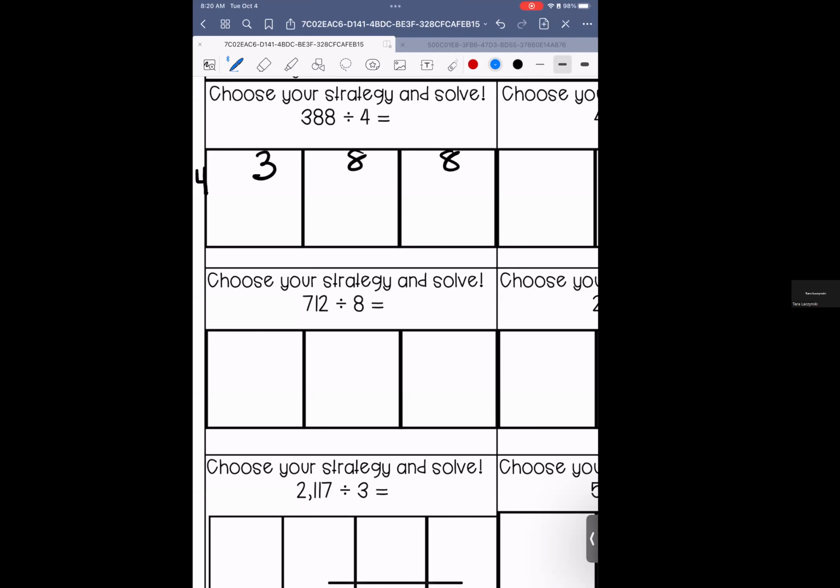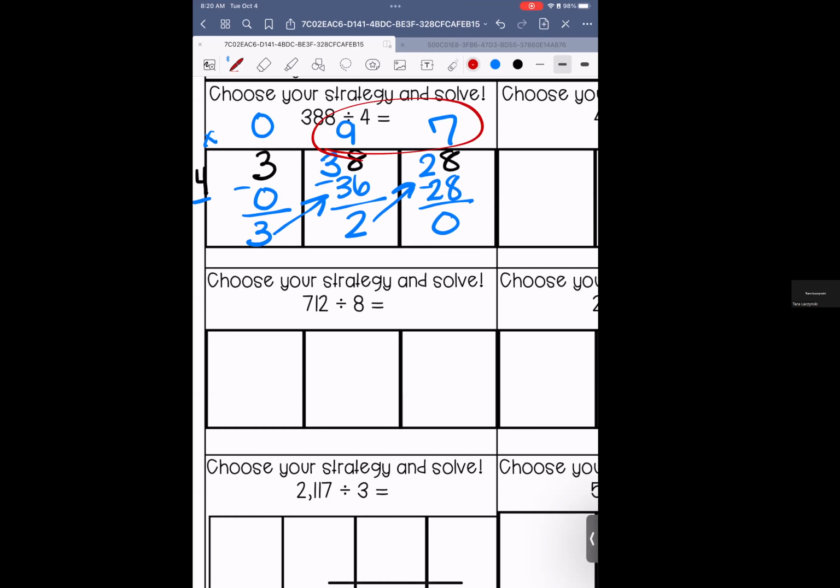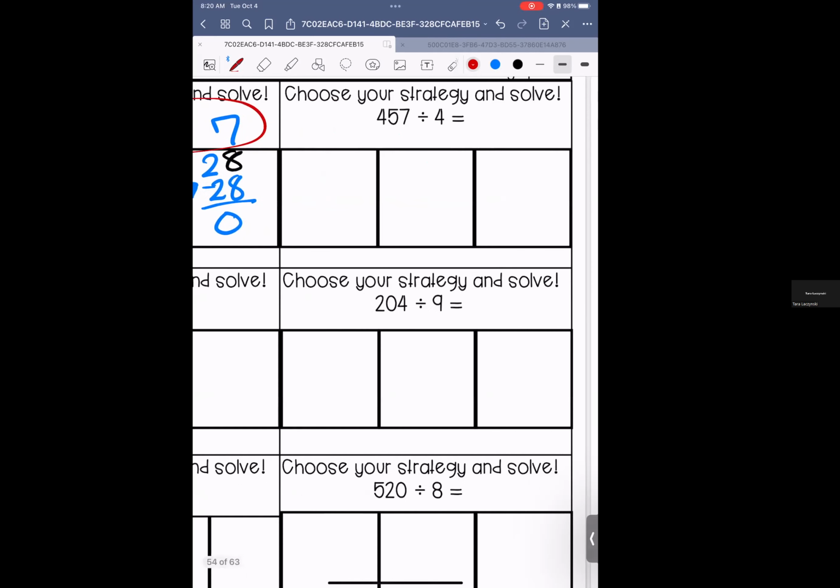If I have 3 cookies on the table, can I give you 4? No. 0 times 4 is 0. Subtract for 3, bring it next door. 4 goes into 38 9 times because 9 times 4 is 36. 38 take away 36 is 2. Bring it next door. 4 goes into 28 7 times. 7 times 4 is 28, leaving us with 0. Our answer for this one is 97.